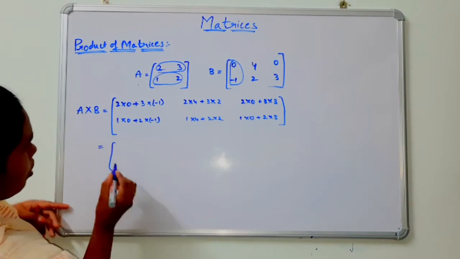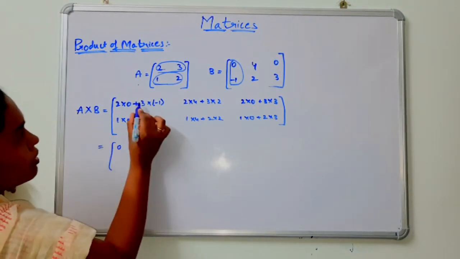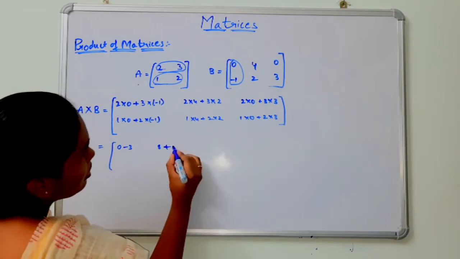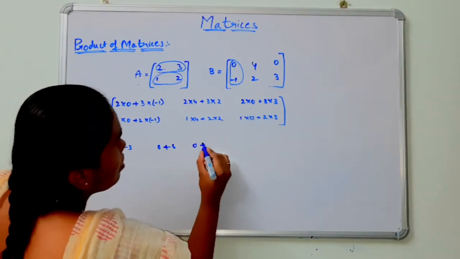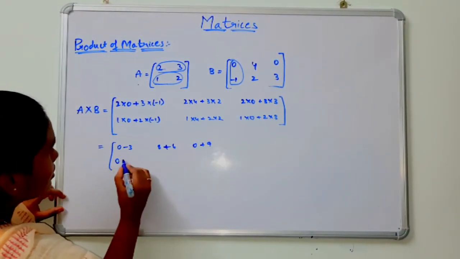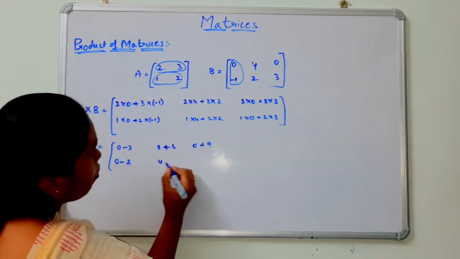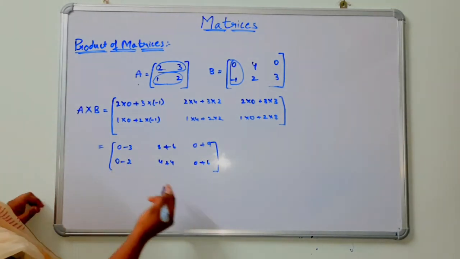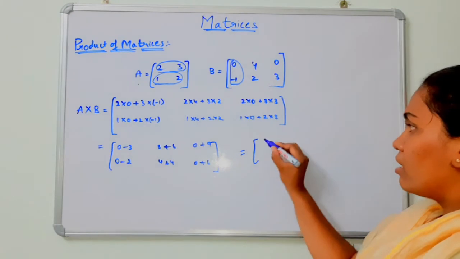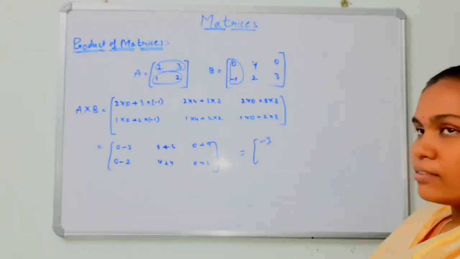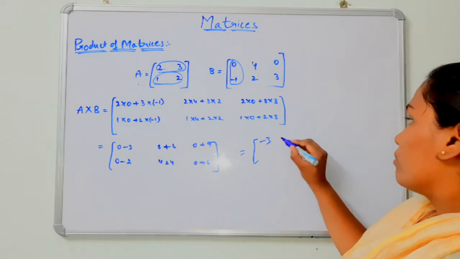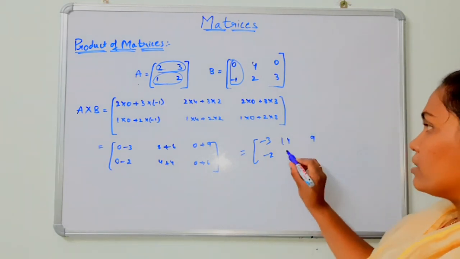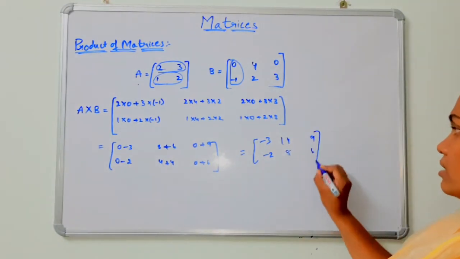Okay. What is 2 into 0? 0. 3 into minus 1? Minus 3. 2 4s are 8, plus 3 2s are 6. 2 0s are 0, 3 3s are 9. 1 0s are 0, minus 2. 4 plus 4, 0 plus 6. So what is 0 minus 3? Minus 3. 8 plus 6? 14. 0 plus 9? 9. 0 minus 2? Minus 2. 4 plus 4? 8. 0 plus 6 is 6.